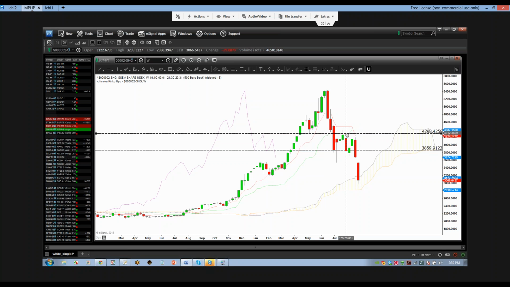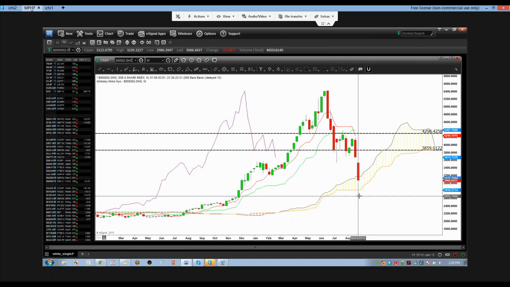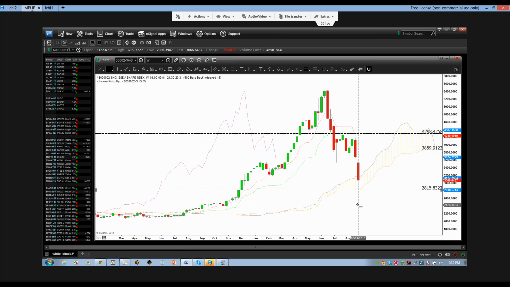This now became a resistance here, and you could see it held as resistance there, and now you could see that the Chinese market is heading down to this flat yellow line right there, which is the next support level. So on a weekly basis, that's basically where the Chinese market's starting to go down, and you could see that very clearly.